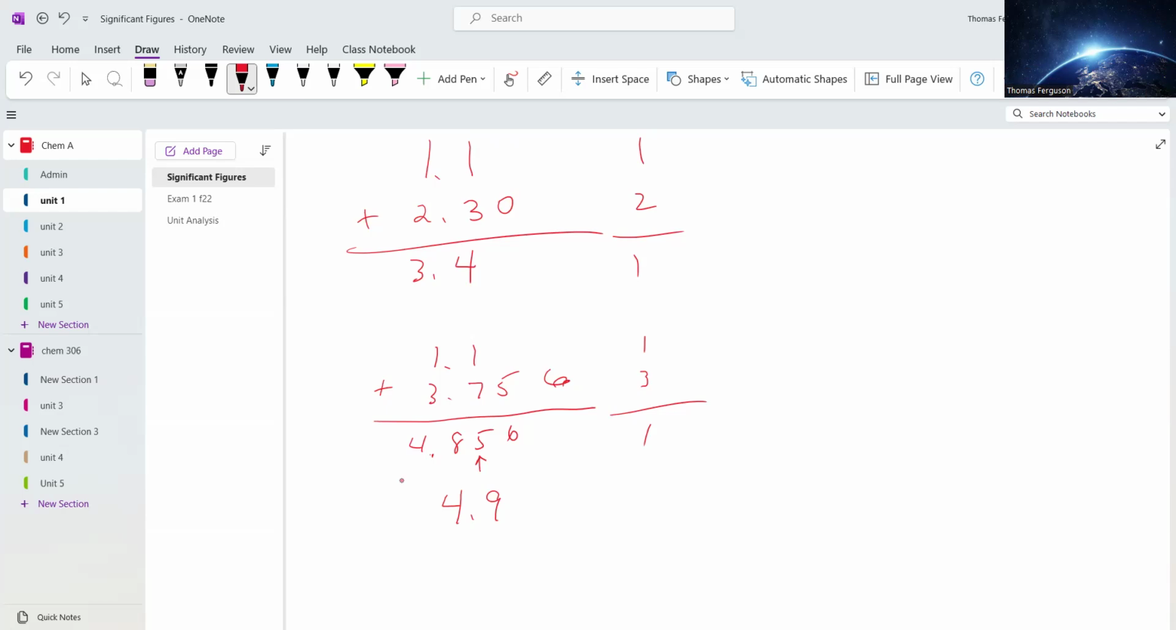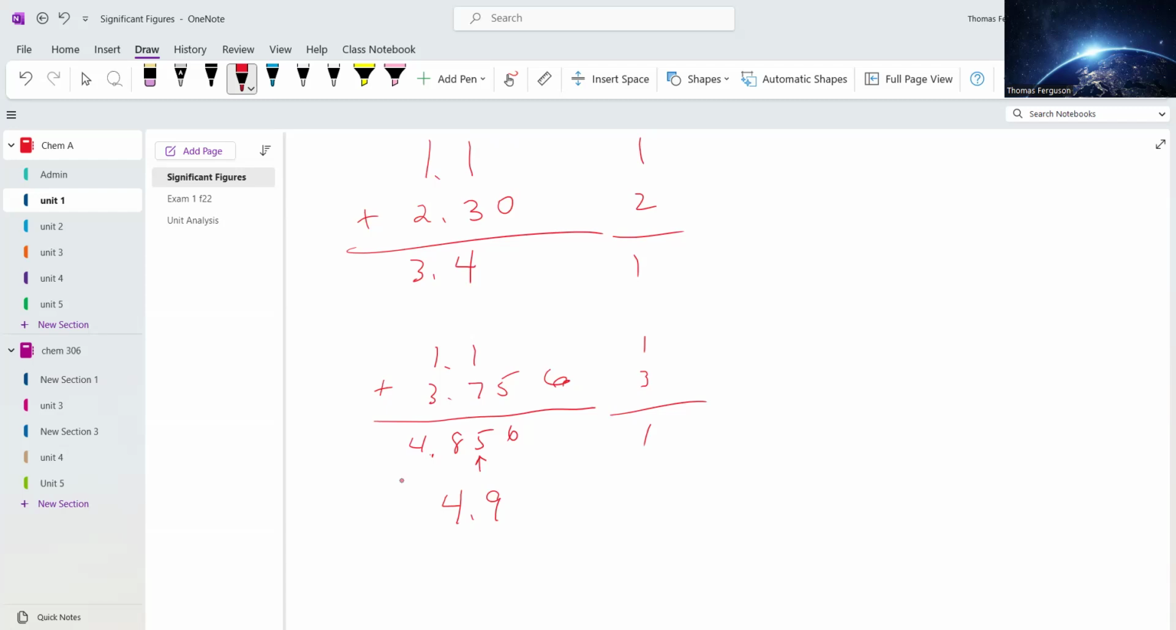Better? It depends on the problem. In this case, we run to the tenths place because the smallest one up there is 1.1, 1 decimal place. 3.756, 3 decimal places. Okay, 1 is smaller than 3. So that means our answer is going to have 1 decimal place in it.